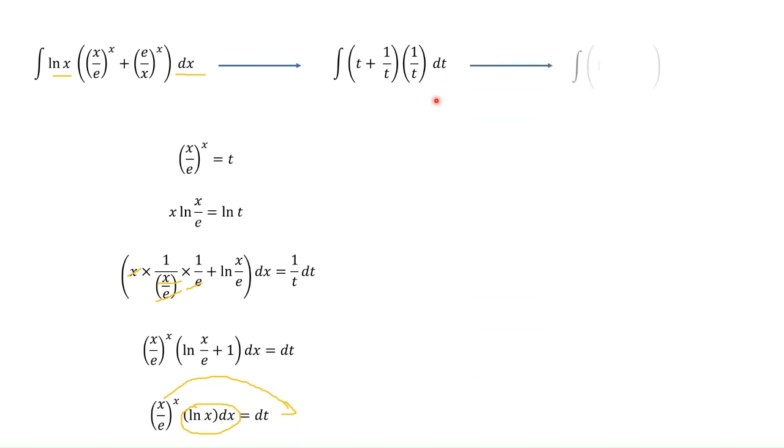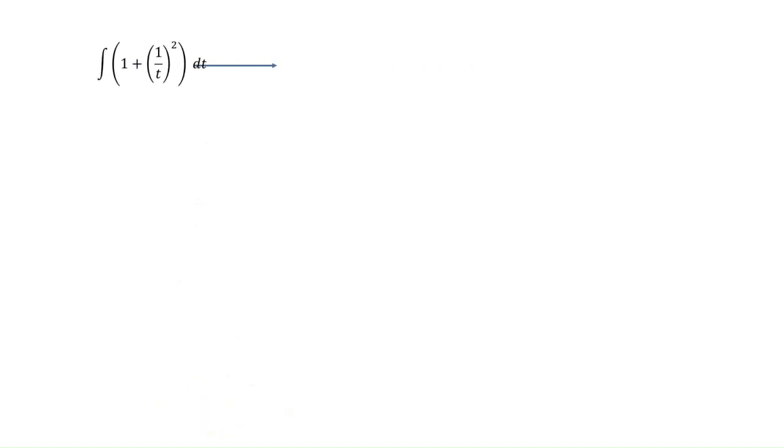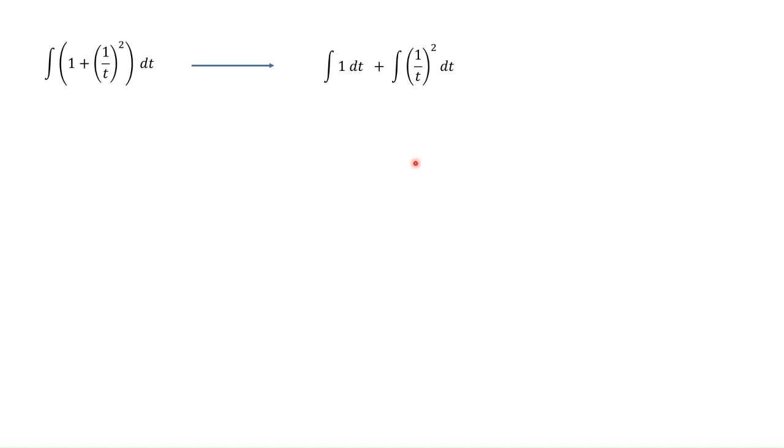Now you can simply take the product and get integration of 1 dt plus integration of 1 by t the whole square dt. Then simply take the integration. Integration of 1 dt, you know it's t. Integration of 1 by t the whole square dt is simply the basic formula, that would be minus 1 by t. And do not forget this constant of integration.